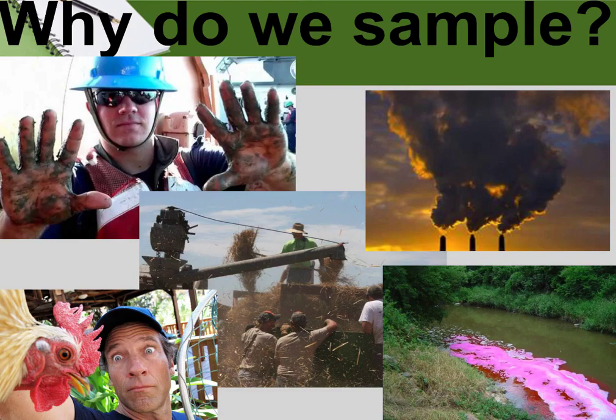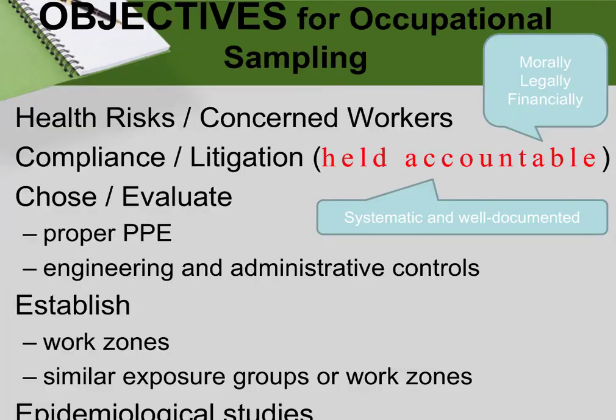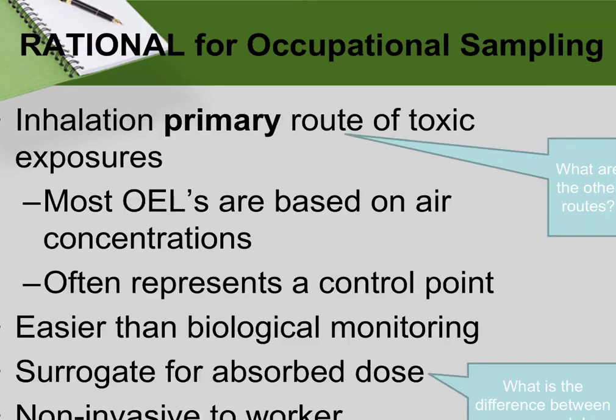So why do we sample? There are different objectives for sampling. We do it to evaluate health risks or to answer the concerns of workers, of course, for compliance and litigation purposes. We do it to choose or evaluate the effectiveness of our personal protective equipment, engineering or administrative controls. We also sample to establish work zones, similar exposure groups, or for epidemiological studies.